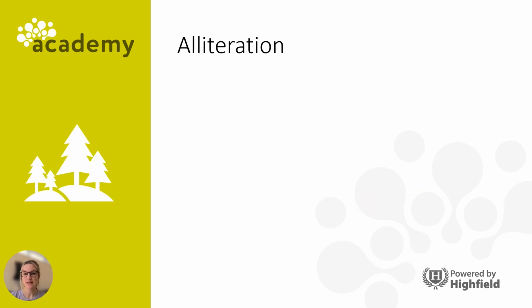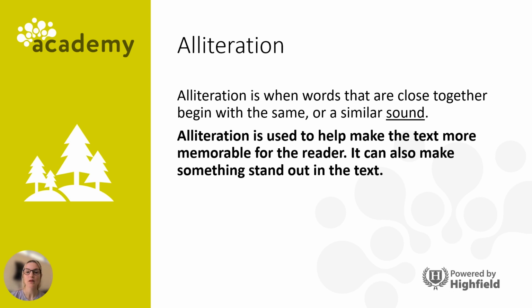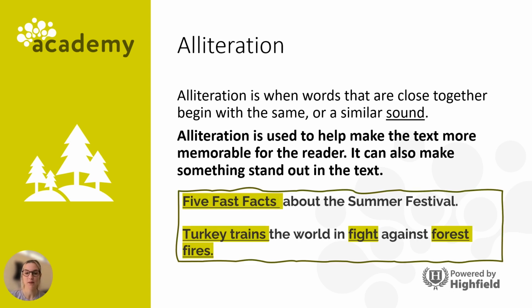So alliteration then, this is when words that are close together begin with the same letter or sound. So alliteration is used to help make the text more memorable for the reader, and it can also make something stand out in the text. So for example, 5 fast facts about the summer festival, and Turkey trains the world in fight against forest fires. So these can make a really punchy, memorable headlines or sentences in a particular text.